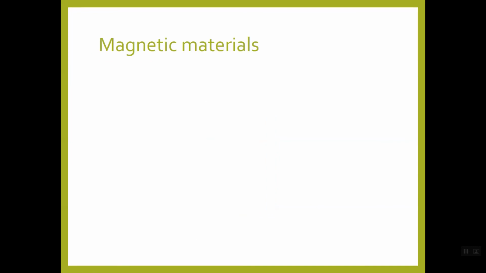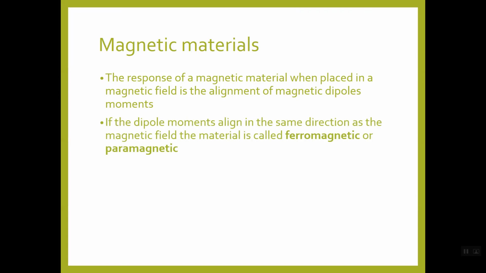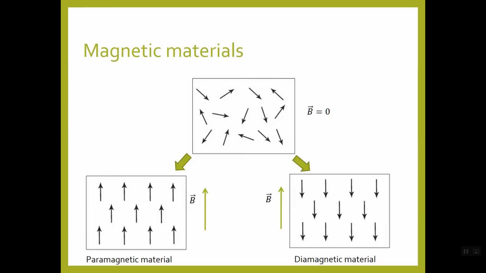Now we're looking at magnetic materials. So we're going to look at the response of a magnetic material when placed in a magnetic field, and we're going to find it's the alignment of the magnetic dipole moments in the material. If the dipole moments align in the same direction as the magnetic field, the material is called ferromagnetic or paramagnetic. And if the dipole moments align in the opposite direction as the magnetic field, the material is called diamagnetic.